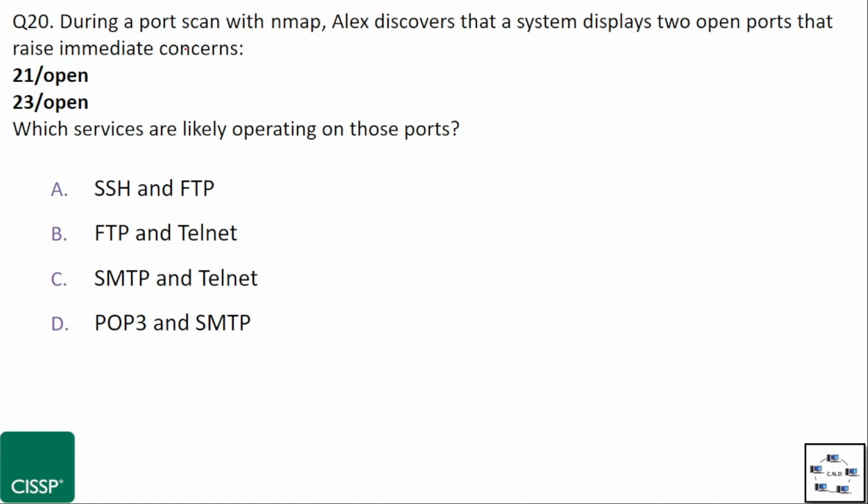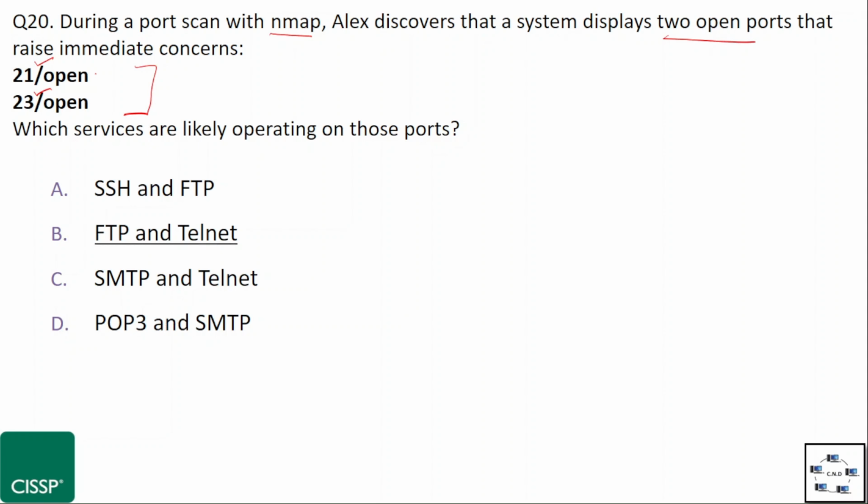Question number 20. During a port scan with Nmap, Alex discovers that a system displays two open ports that raise immediate concerns. And these open ports are 21 and 23. Which services are likely operating on these ports? And the options are option A, SSH and FTP, option B, FTP and Telnet, option C, SMTP and Telnet, and option D, POP3 and SMTP.